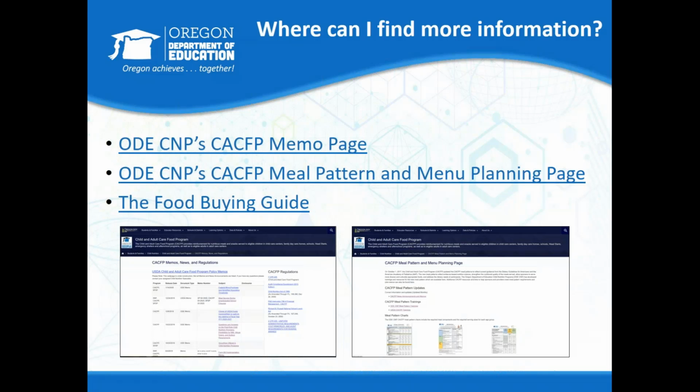Charts, handouts, and tools related to the CACFP meal pattern can be found on our CACFP meal pattern and menu planning page. That is also accessible from our main page on our public website. You can also have a direct link here on the screen, which is also a clickable link on your PDF. And finally, we have our food buying guide. That is the basis for all of our crediting for all child nutrition programs. And the links are available on this slide in your PDF as well.